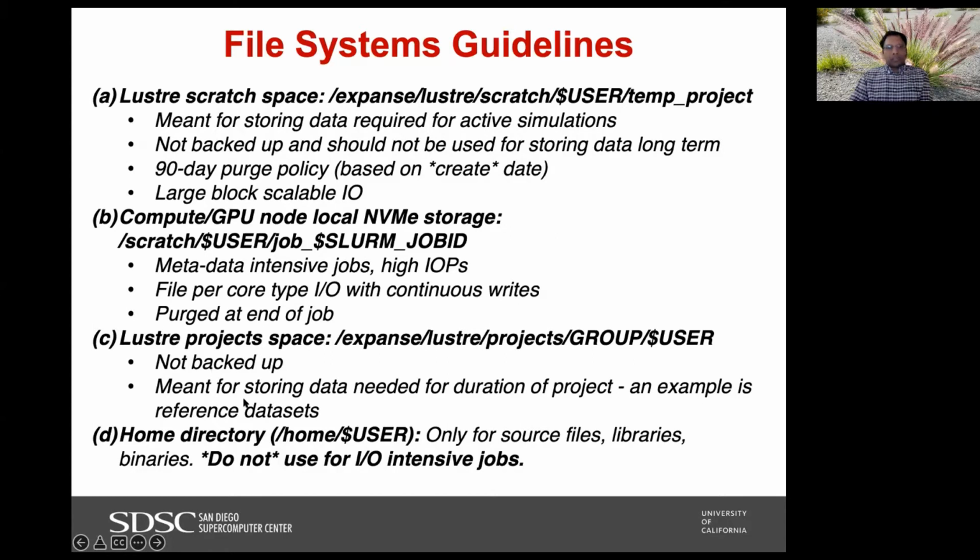And then the Lustre project space that I talked about. And the last thing I have there is home directories. As I noted, use it only for source files, libraries, binaries, and so on. Do not use this for IO intensive jobs, especially jobs that are scaling up to thousands of cores, because the NFS file system cannot handle that and it's going to cause problems, not just for you, but for everyone else.